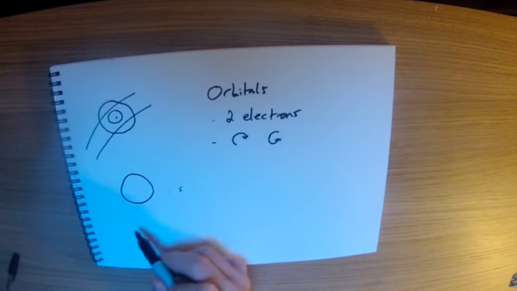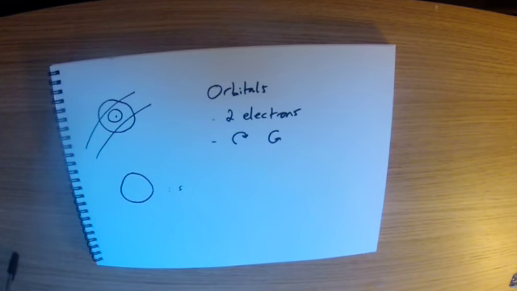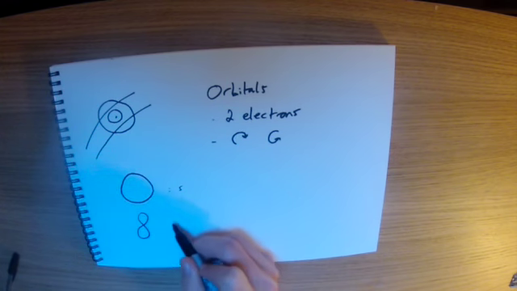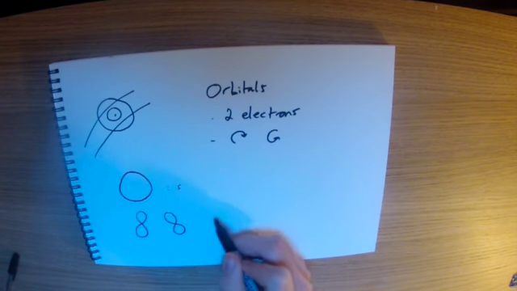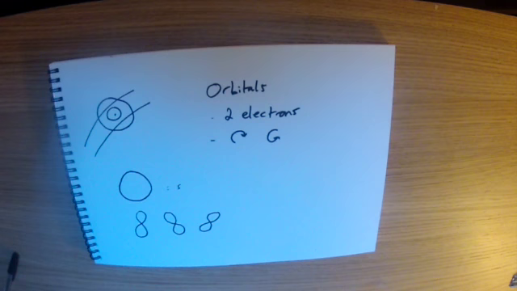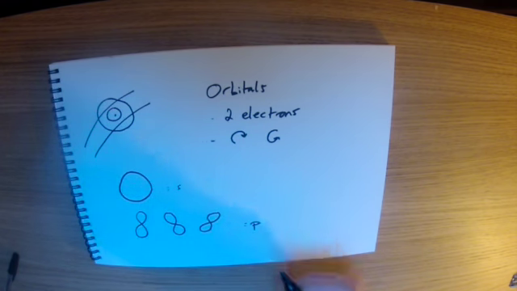Then there's the P orbital, but there are 3 P orbitals, so it's often called a P subshell. There's one like this, one like this, and one like this. So there are 3 P orbitals. This means that in the P subshell, because each one of these can hold 2 electrons, there are actually 6 electrons in the P subshell. But there's still 2 electrons in each P orbital.